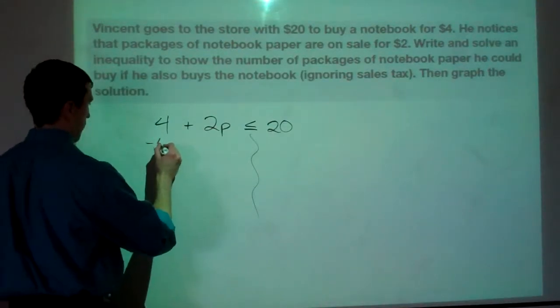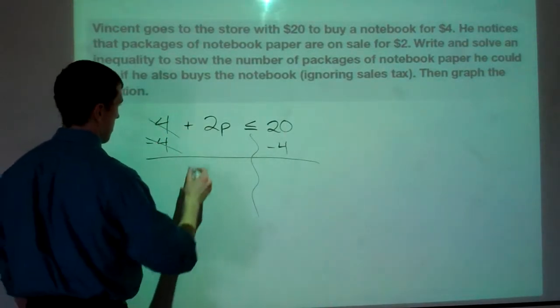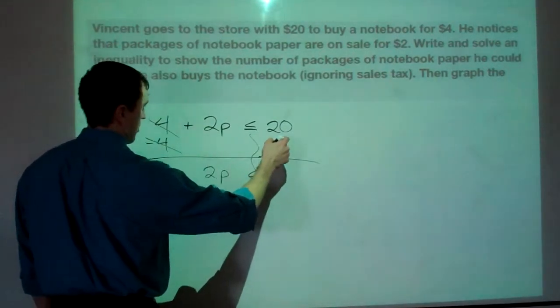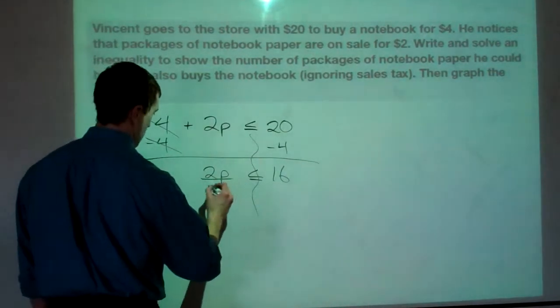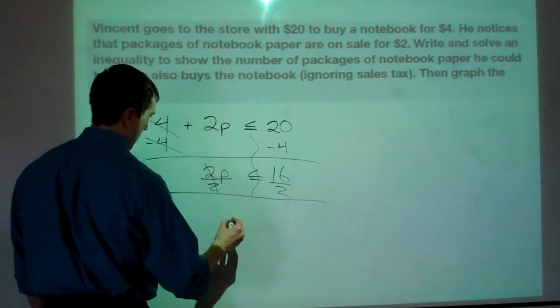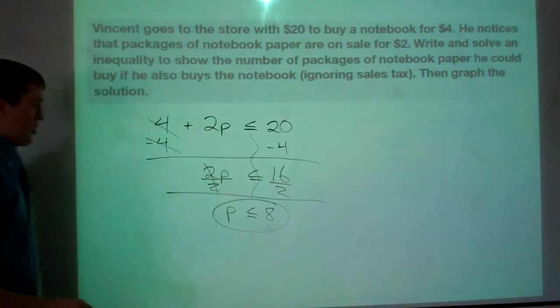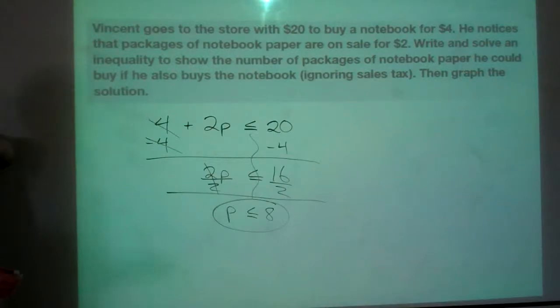Okay, so we subtract 4 from both sides. 2 times P is, that comes down, and 20 minus 4 is 16. Okay, now if we solve for P, we divide it by 2. And we get P is less than or equal to 8. Okay, so he could buy 8 packages of notebook paper and a $4 notebook, and that would get him to $20 even, so we're ignoring the sales tax there.